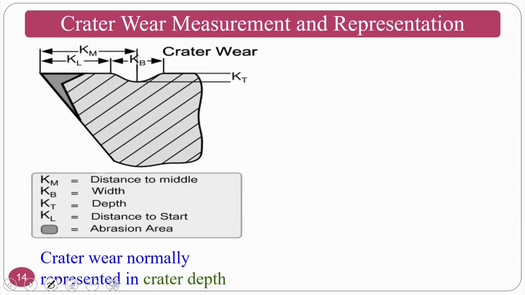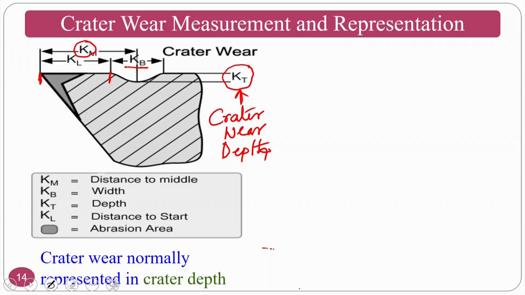Okay. So, if you see the crater wear, normally it is represented in terms of these notations. One is the distance to the middle, that is Km, this is the Km. Another one is Kb, that is the width of the crater wear. Depth of the crater wear is Kt, which normally you can call the crater wear depth. And KL is the distance from the start, from the starting point to the cutting edge starting point. Okay. These are the notations, and the abrasion area is this one. So, crater wear is normally represented in terms of crater wear depth, that is KT.